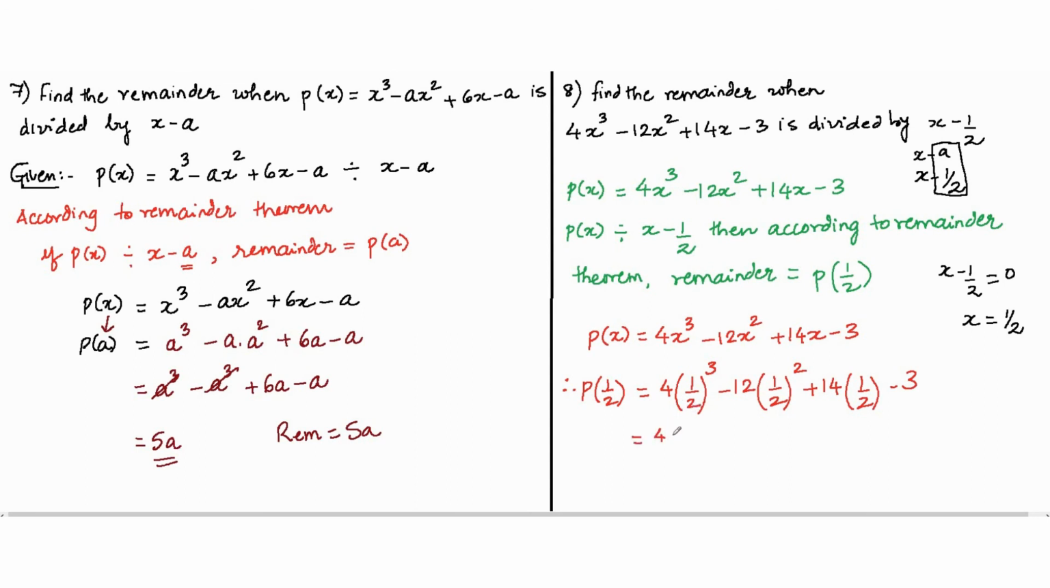Now half the whole cube is 1 by 8. So this is 4 times 1 by 8 minus 12 times 1 by 4, 14 into half is 7, minus 3. So 4 times 1 by 8 is half. Minus 12 into 1 by 4 is minus 3, plus 7 minus 3, and therefore the answer is 1.5. Therefore the remainder is equal to 1.5, or I can also write it as 3 by 2. So this is how we can solve questions on the remainder theorem.